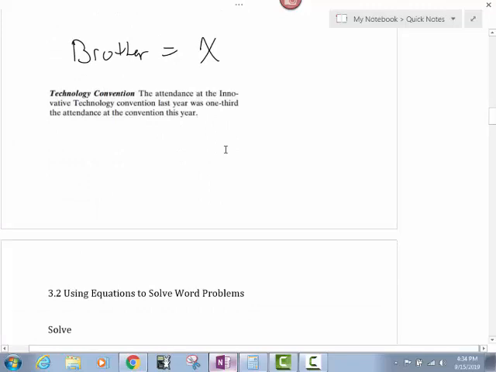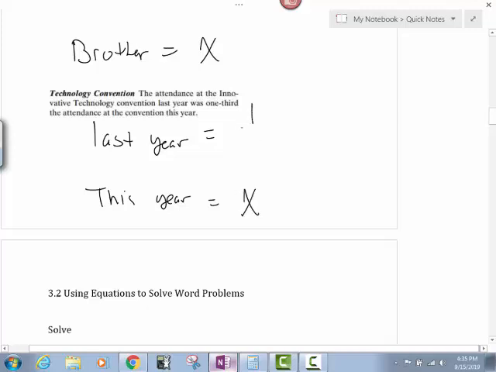The next one says technology convention. The attendance at an innovative technology convention last year was 1/3 of the attendance at the convention this year. We're talking about 2 different years: last year and this year. It says the attendance last year was 1/3 of what it is this year. I don't know what it is this year. Last year it was 1/3 of that. And that is section 3.1.